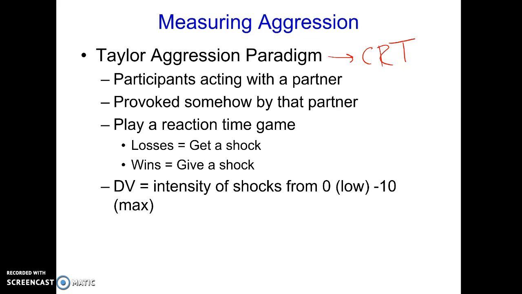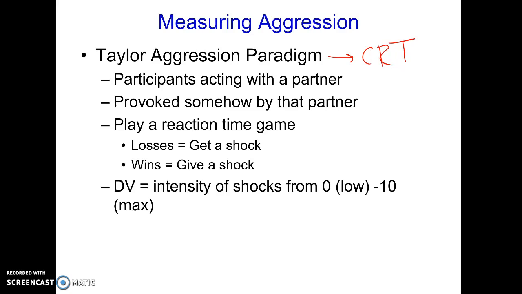It correlates with trait measures of aggression. So highly aggressive people are more likely to give higher intensity shocks than low aggressive people. And it's amenable to our manipulations in the lab. Provoked people give higher intensity shocks than non-provoked people. Males give more than females, although that's not a manipulated variable. So it's a very good measure, but it's not the only one.